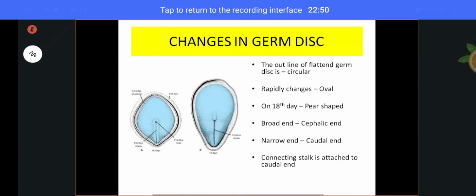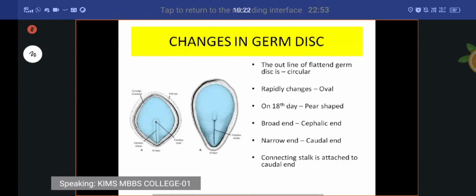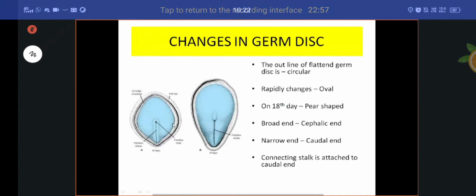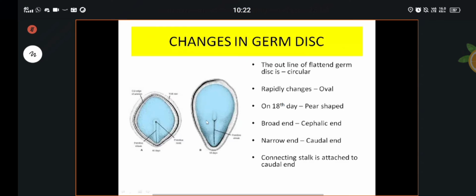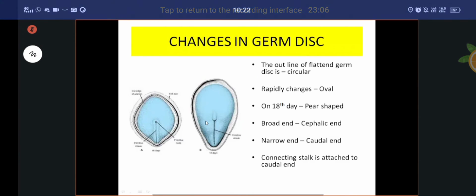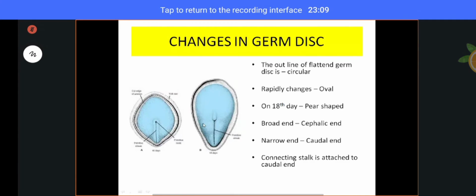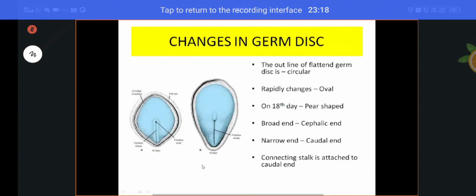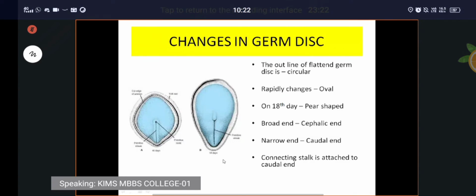First what happens is the outline of the flattened germ disc is circular, and rapidly it will be converted into an oval disc. And further in the process of development, on the 18th day of development, this oval-shaped germ disc will be converted into a pear-shaped germ disc, where it has a broader end and a narrower end. The broader end is called the cephalic end, this upper end, and the narrower end is called the caudal end. The connecting stalk is attached to this lower, narrower end, the caudal end.